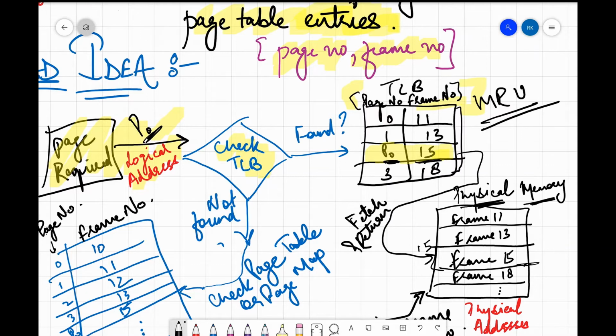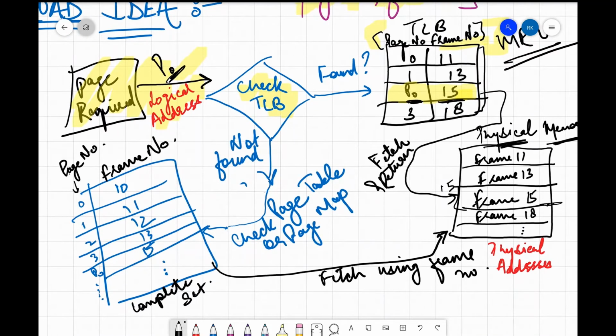Now, what if it was not actually present in TLB? What would have happened in that case? In that case, you search for that page number from the entire collection of page numbers which are present in the physical memory. Okay, so here you search in the page table or page map. Page map or page table stores the complete map between all the page numbers and the frame numbers. So the complete mapping is over here, and you search for that particular page.